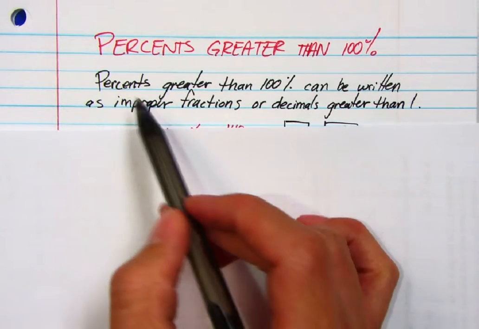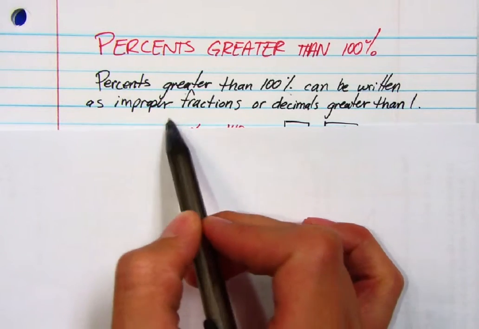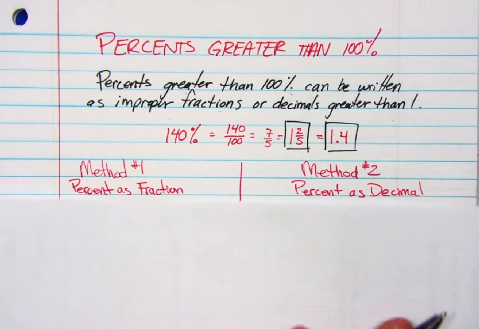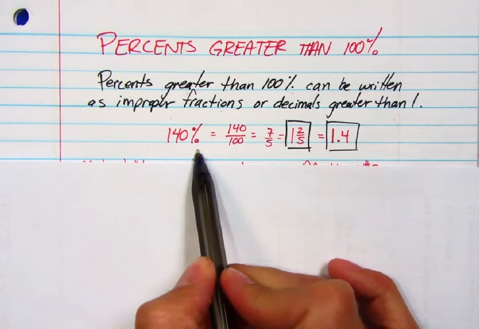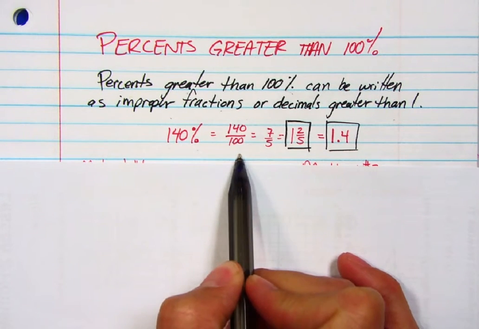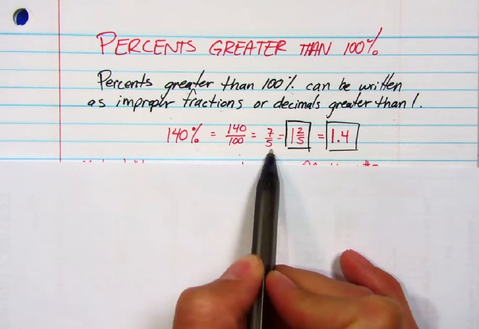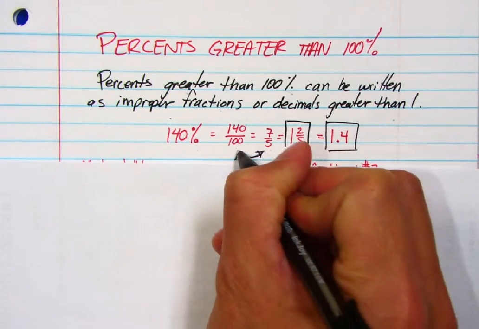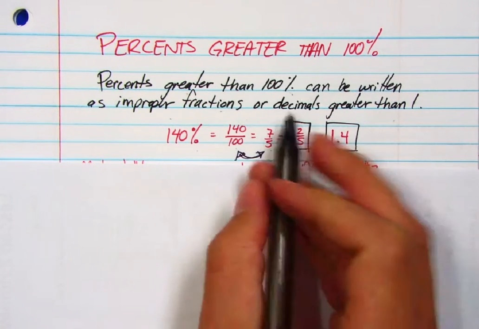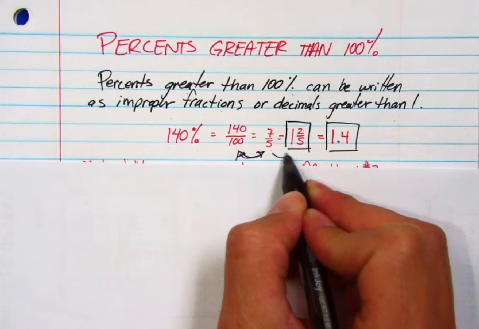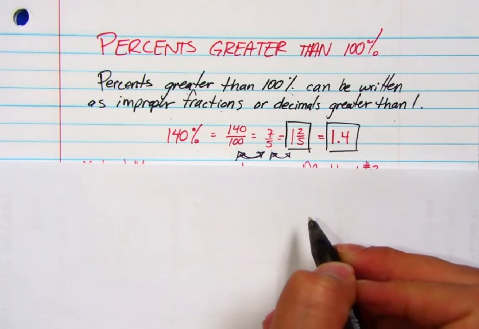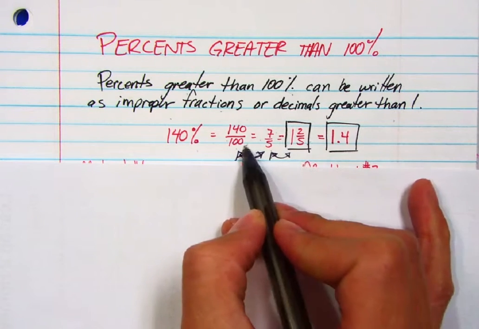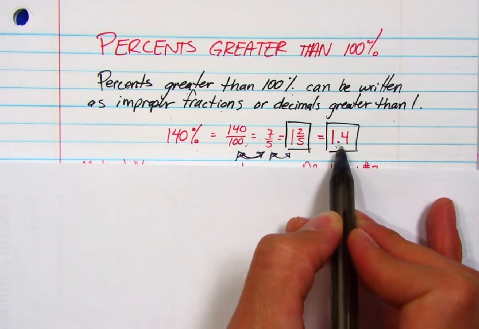Don't be fooled, all right? Percents greater than 100 can be written as improper fractions or decimals greater than 1. Okay? So let's take a look what I mean by that. 140%, that's 140 over 100, which I could reduce to 7 over 5 or some other equivalent fraction, but either one is okay. I could even change it to a mixed number, okay? But that's not necessary. You can probably just choose one of these two is fine. And then last but not least, 140% is 1.4.